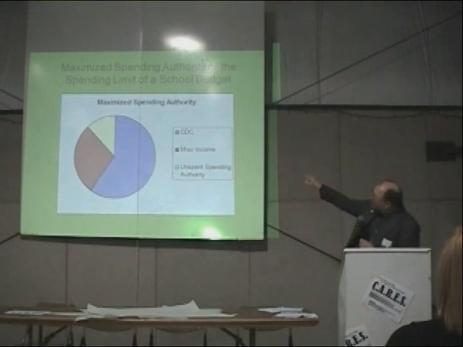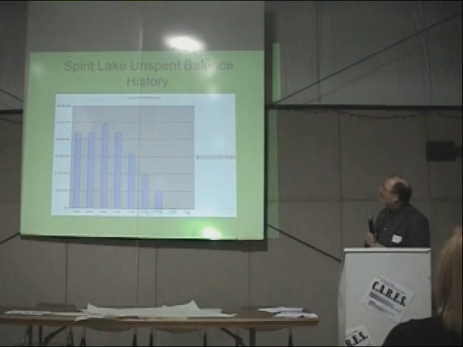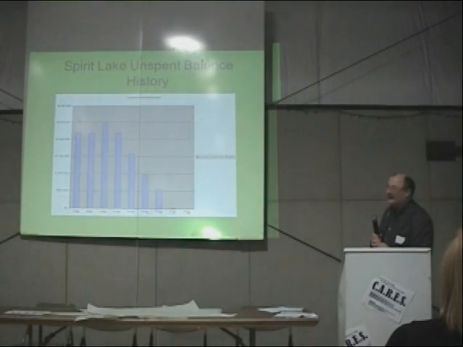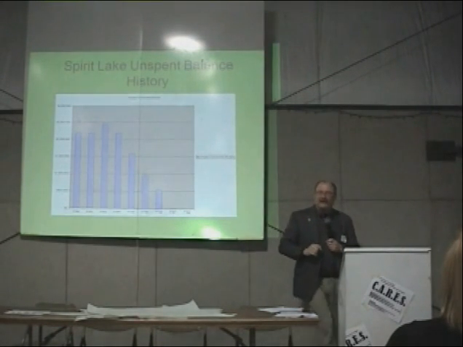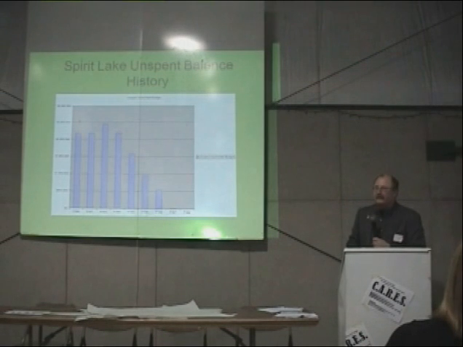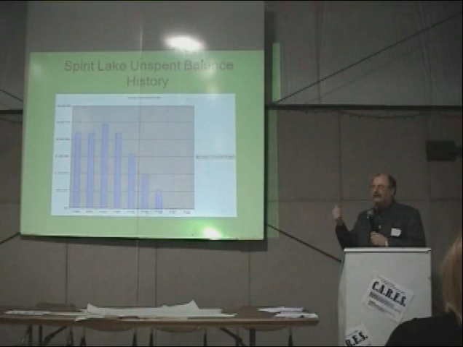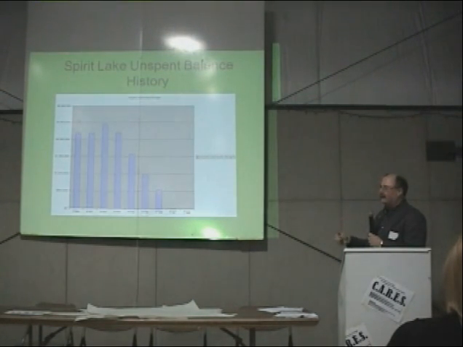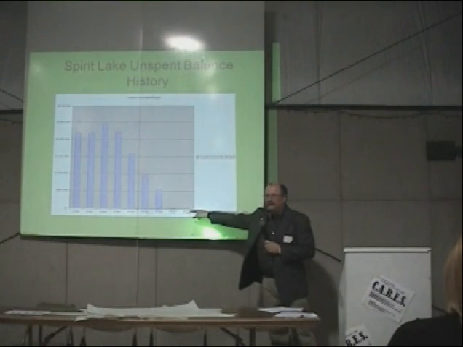So we understand that all the money they could spend is the whole pie. This is the history of Spirit Lake's unspent balance. Do we see a trend? This little bit here equals $16,000 that's left in the unspent balance. Well, guess what? We just lost 3 kids. 3 times $5,333. Guess what? We're at 0.